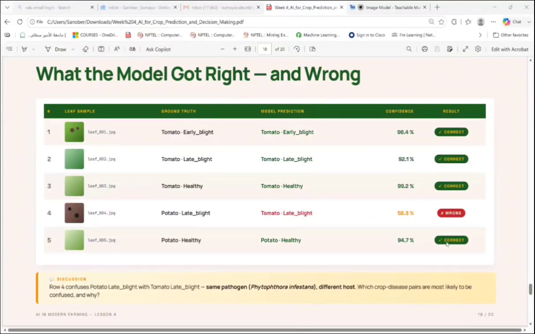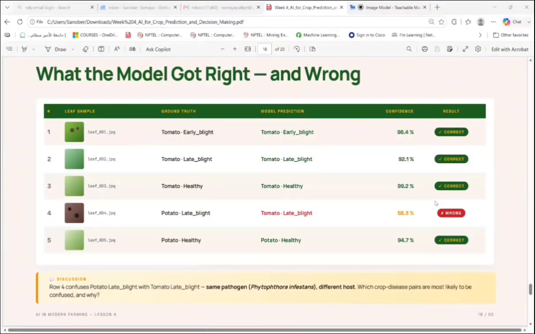Right? Now, the two plants may show visually similar disease symptoms because they share the same or a related pathogen, and they can produce a similar lesion. So the model may correctly recognize the disease pattern but incorrectly identify the plant species. Instead of potato, it has been classified as tomato. So this example shows that we must examine more than our overall accuracy.